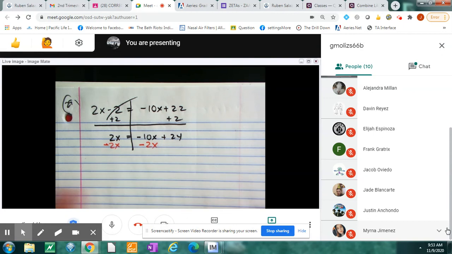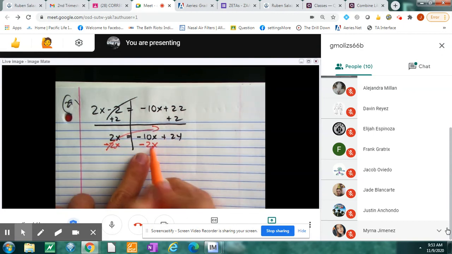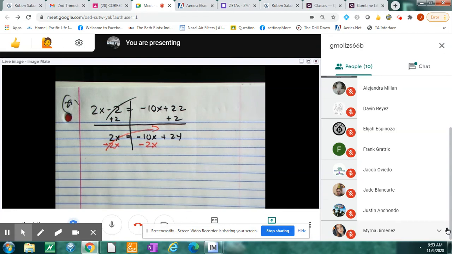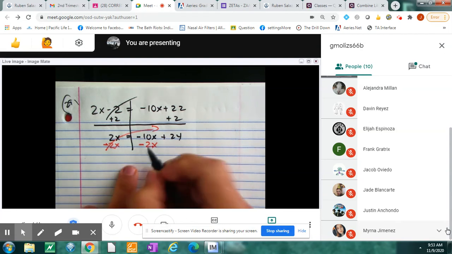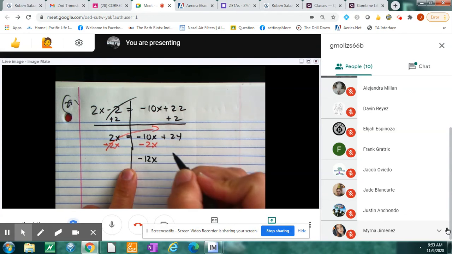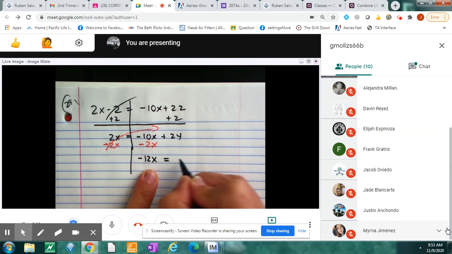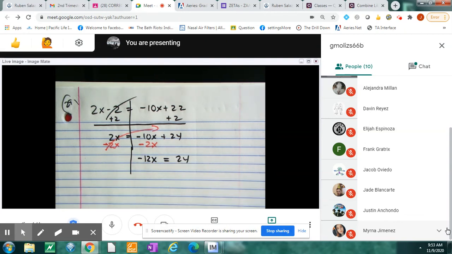This is what they do, right? And then they take this out and they put the minus 2x, and then this is what they do. Watch this. They do this. This is going to be negative 12x, right? But there's nothing here, so they're going to put the equal here. They do that. Is that how you do it?